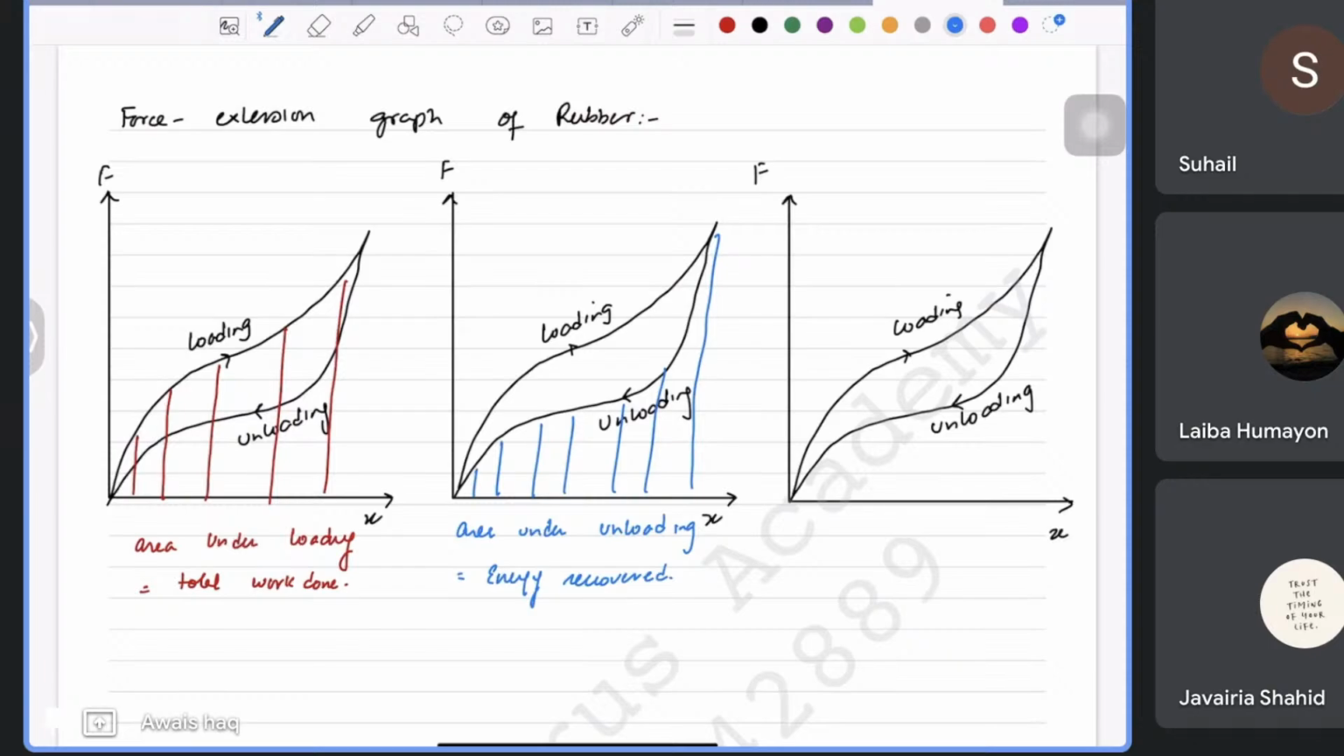But then this energy that you see here in yellow, that is the area between loading and unloading, and that is basically energy dissipated as heat.